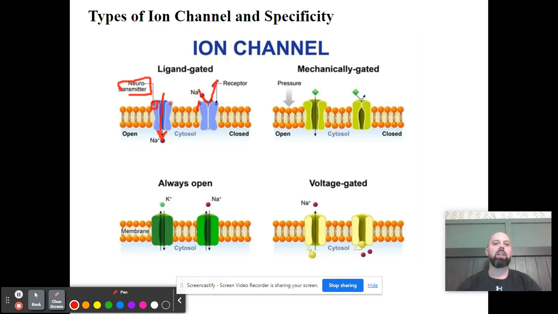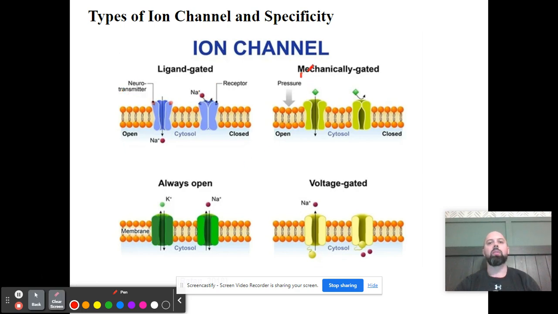So that's the ligand-gated ion channel, really common, especially in synaptic signaling, where this neurotransmitter would be sent across the synaptic cleft to bind to a ligand-gated ion channel and potentially elicit a depolarization. Could be a hyperpolarization as well, depending on if it's an inhibitory or excitatory neurotransmitter. So that's the ligand-gated ion channel.